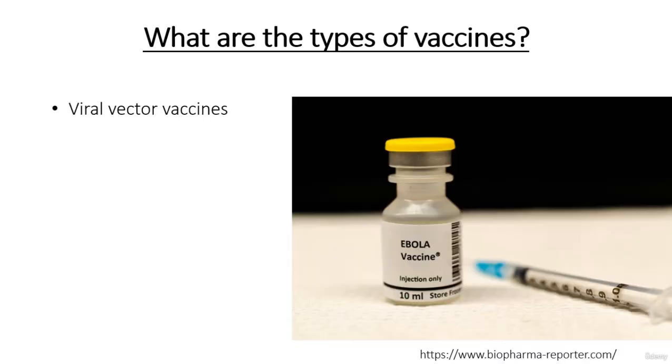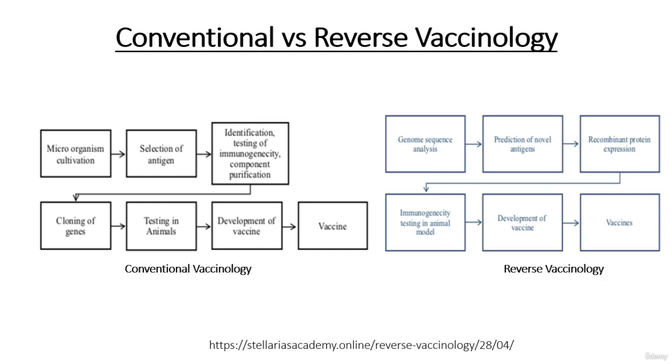And the last type is viral vector vaccine, which uses a modified version of a different virus as a vector to deliver the protection. An example is the Ebola vaccine. So these are all developed by conventional vaccinology. Here what we are dealing with is reverse vaccinology. So what's the difference between the two? In conventional vaccinology, on the left hand side, just focus on that figure.